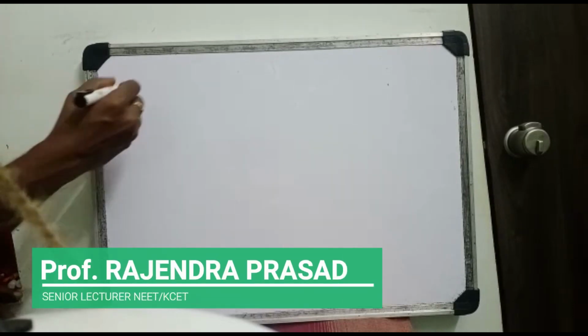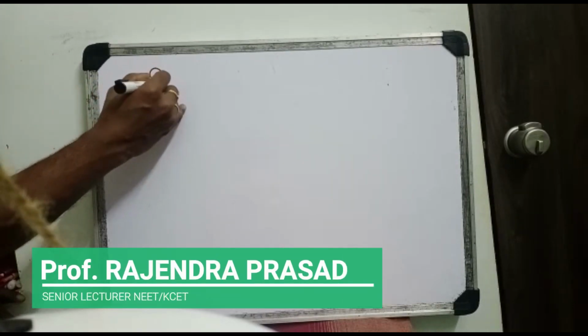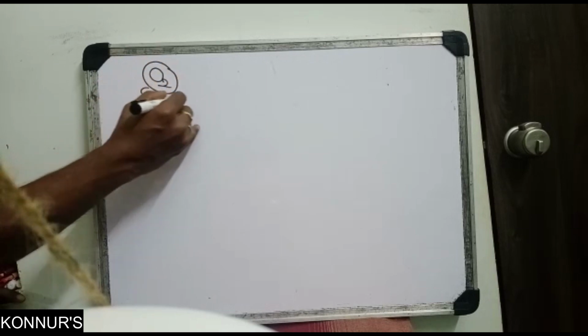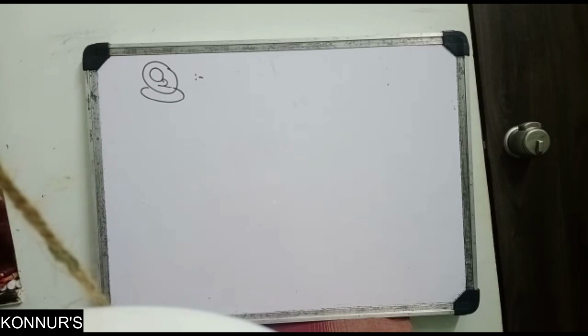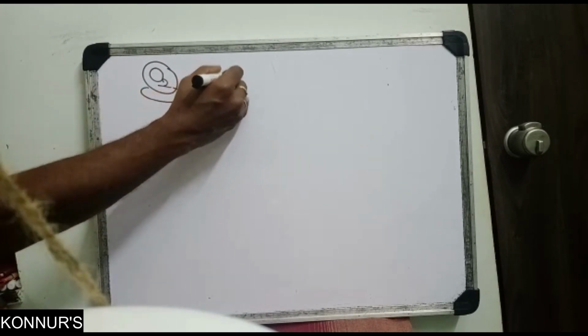So now we are going to discuss oxygen. See how oxygen is prepared. Preparations and chemical properties are the only important parts. That is, the preparations.